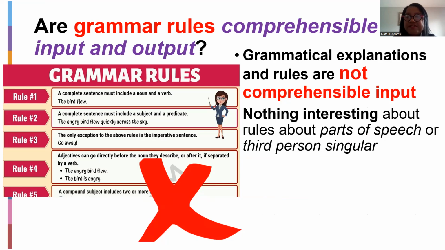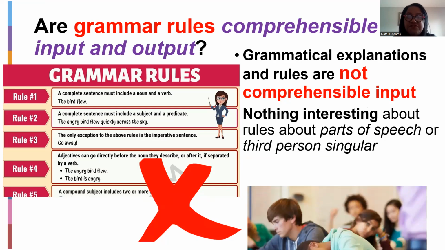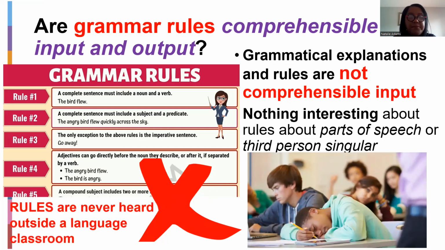Okay, nothing interesting about rules about parts of speech or third person singular or reported speech or active and the passive voice or prepositions. None of it is interesting. Your students are going to get bored. So rules are never heard outside a classroom, a language classroom. And that's so true. We're never going to learn, when you speak to somebody outside the classroom, about the rules of subject-verb concord, for example, that he is and we are. You will have to learn it a different way.